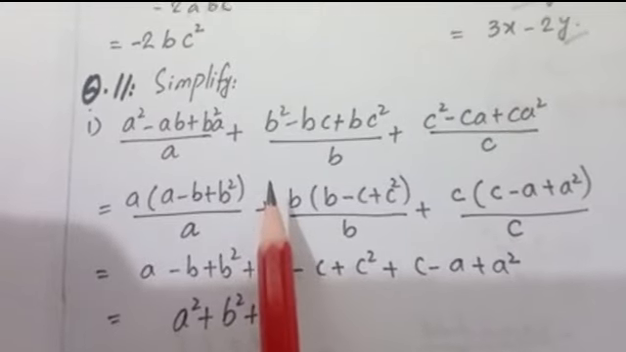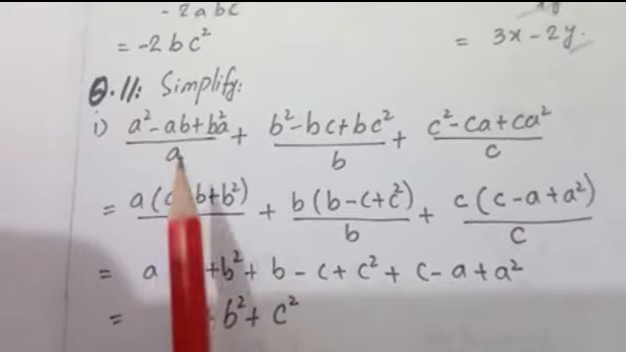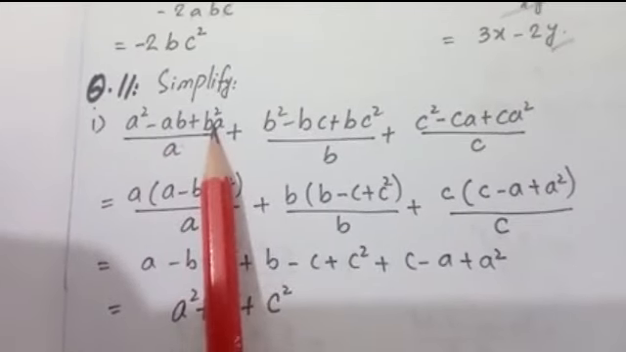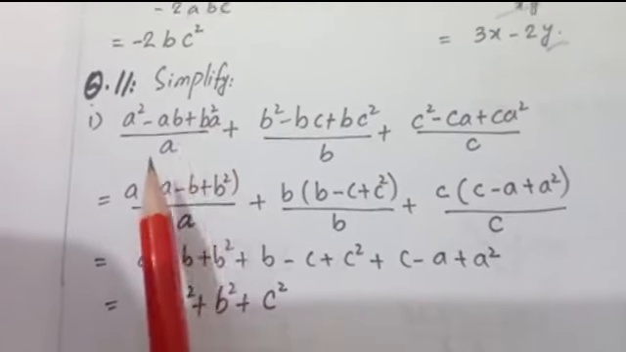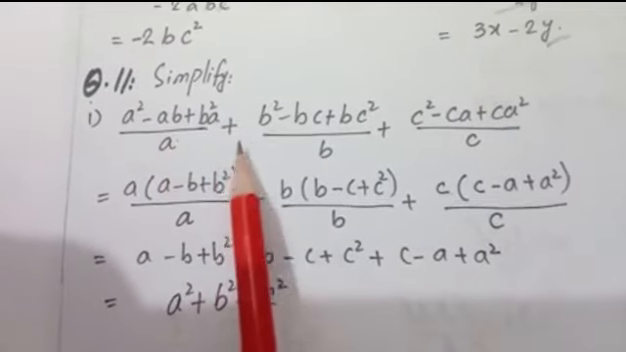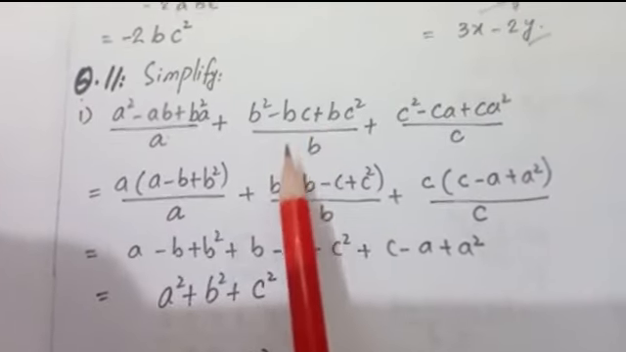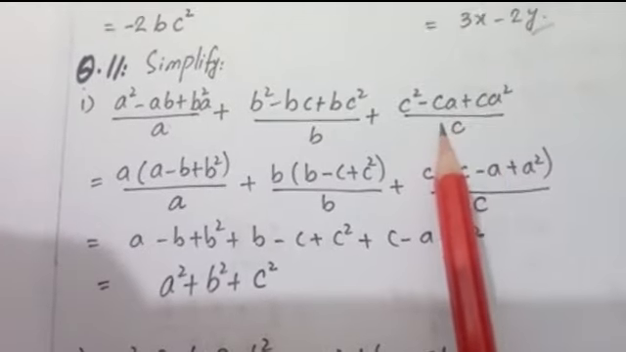Now we are starting question number 11, that is simplify the following expression. The expression given is that (a^2 minus ab plus b^2) divided by a, divided by (a plus b^2 minus bc plus bc^2) divided by b, plus (c^2 minus ca plus ca^2) divided by c.